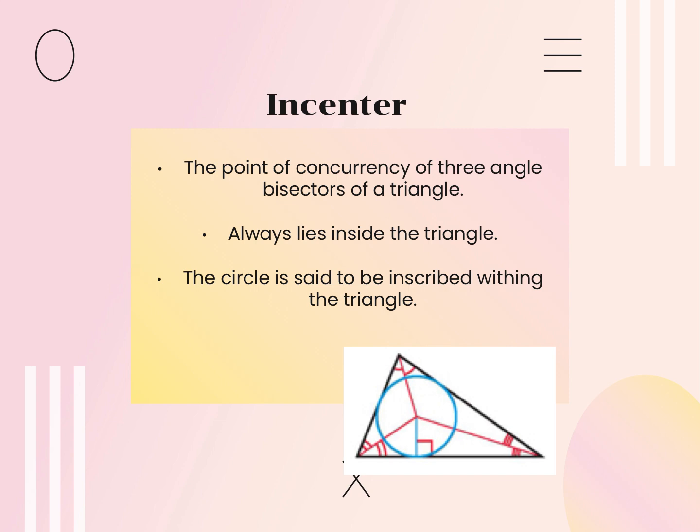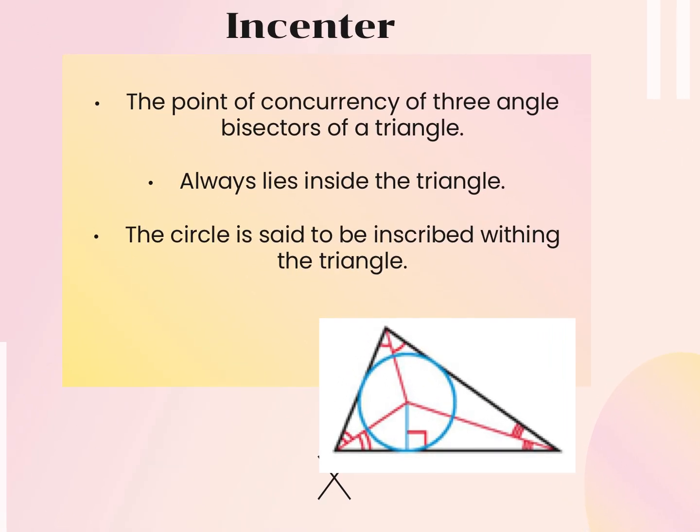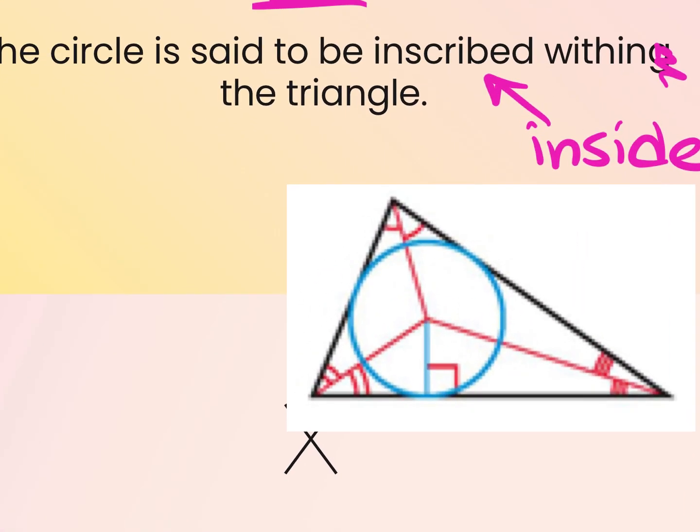Next, we're going to talk about the incenter. And this is your point of concurrency of the three angle bisectors of the triangle. This one's easier. The incenter always lies inside the triangle. Doesn't matter if it's acute, obtuse, or right, it's always inside the triangle. And in this picture, the circle is said to be inscribed within the triangle. So in other words, think of the word inscribed as being inside. So the circle is inside the triangle. Now, in this particular picture, all of the red lines are the angle bisectors.